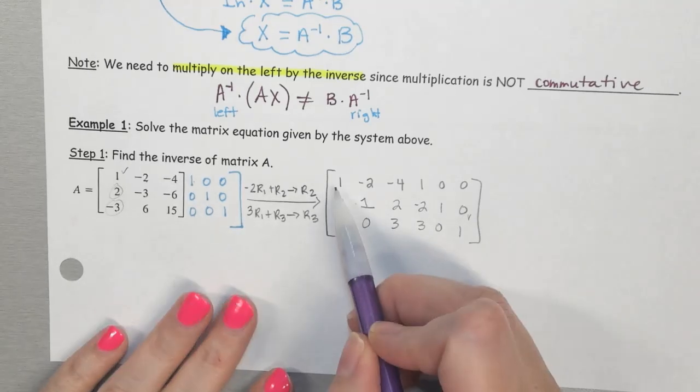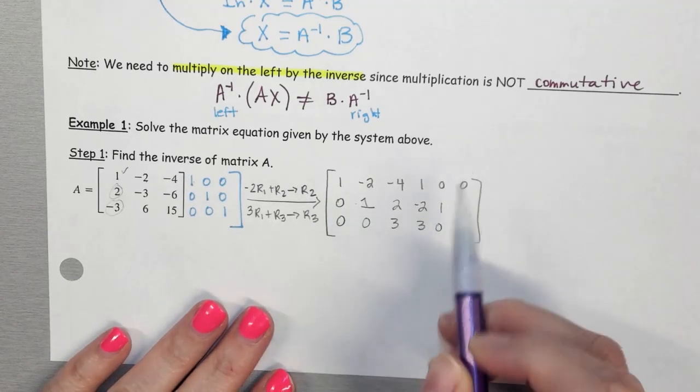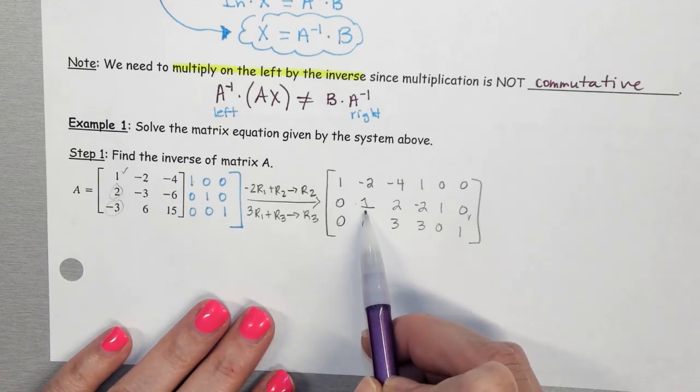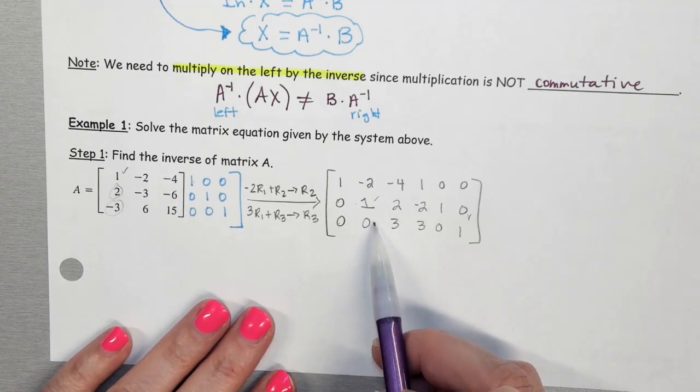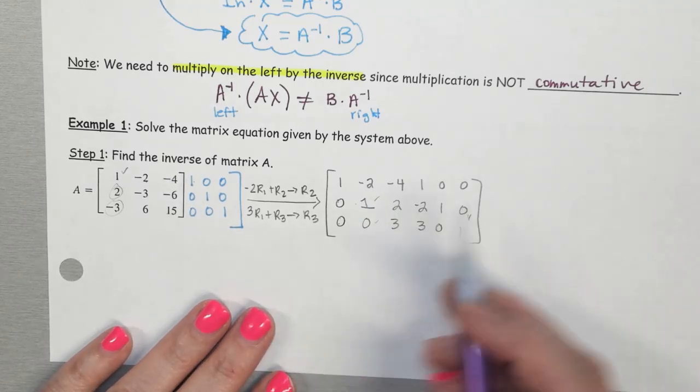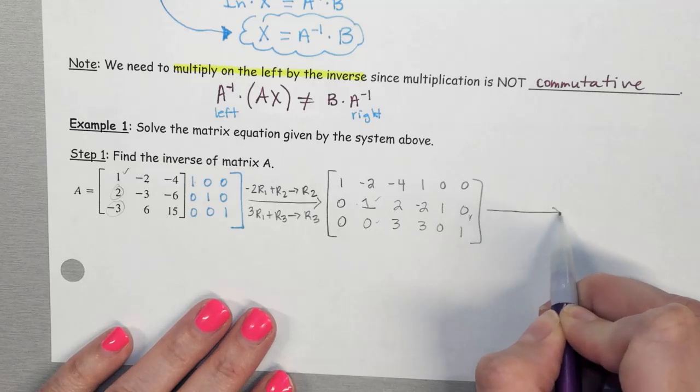So now we have 1, 0, 0. The next thing we want to do is get a 1 here. But see how we already have it? Then the next thing we want to do is get a 0 here. We already have that. So then we just have to get a 0 above. Can you guys tell me how?